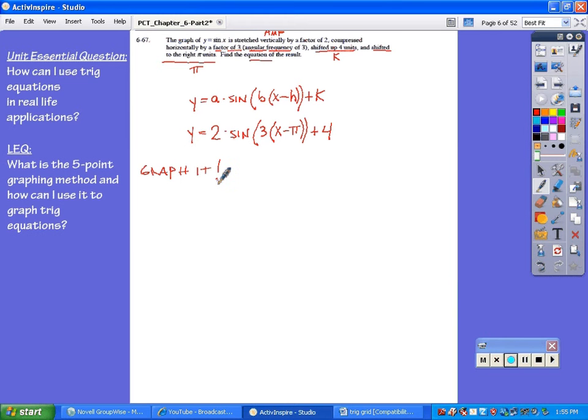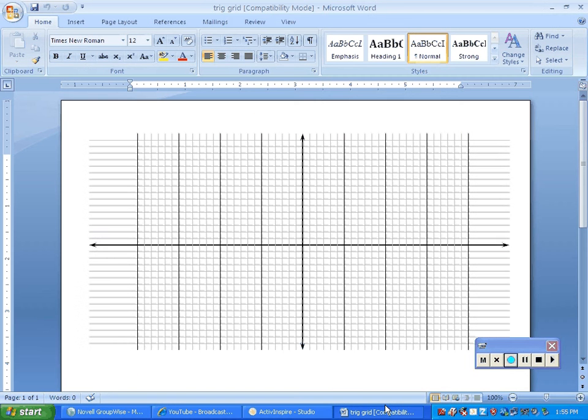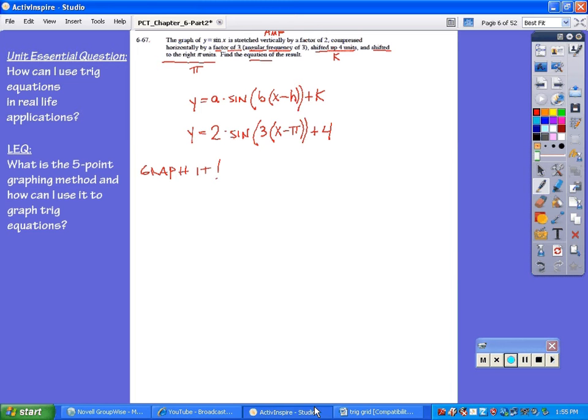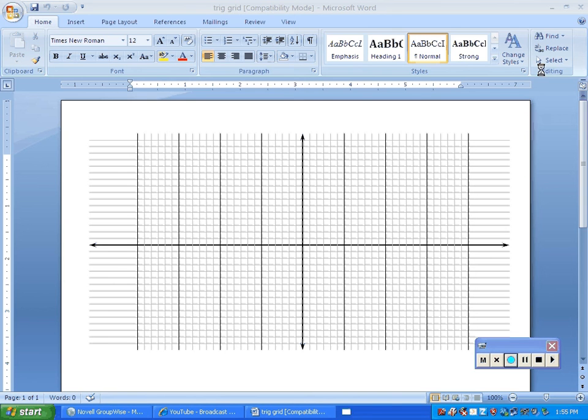So remember, when we're graphing these types of functions, we need to first determine all parts of our function before we get too far into it. So again, the equation was y equals 2.